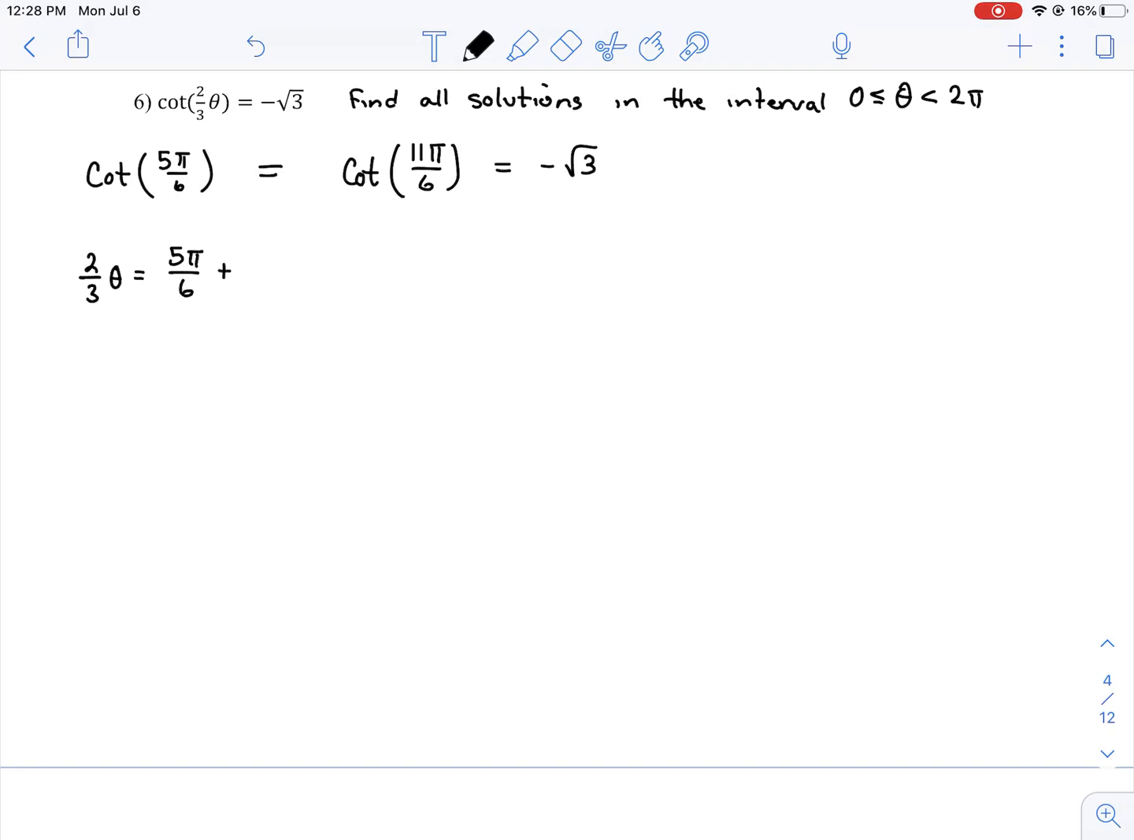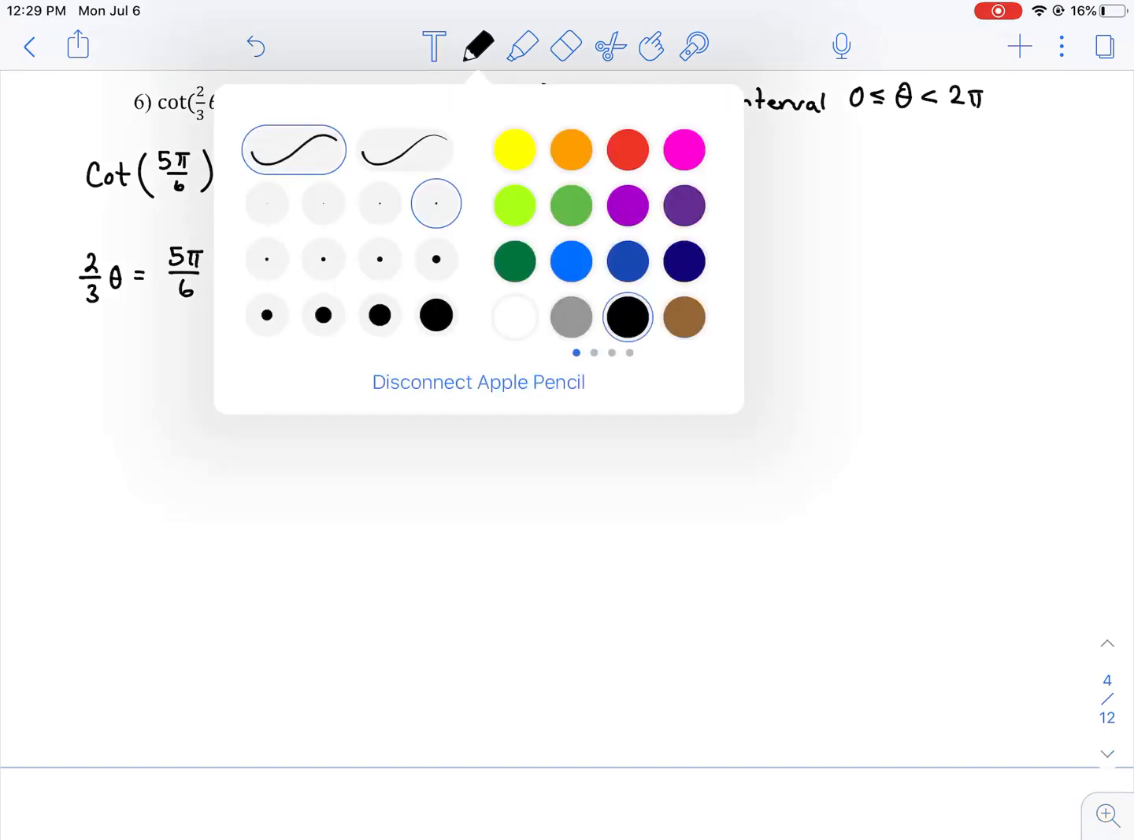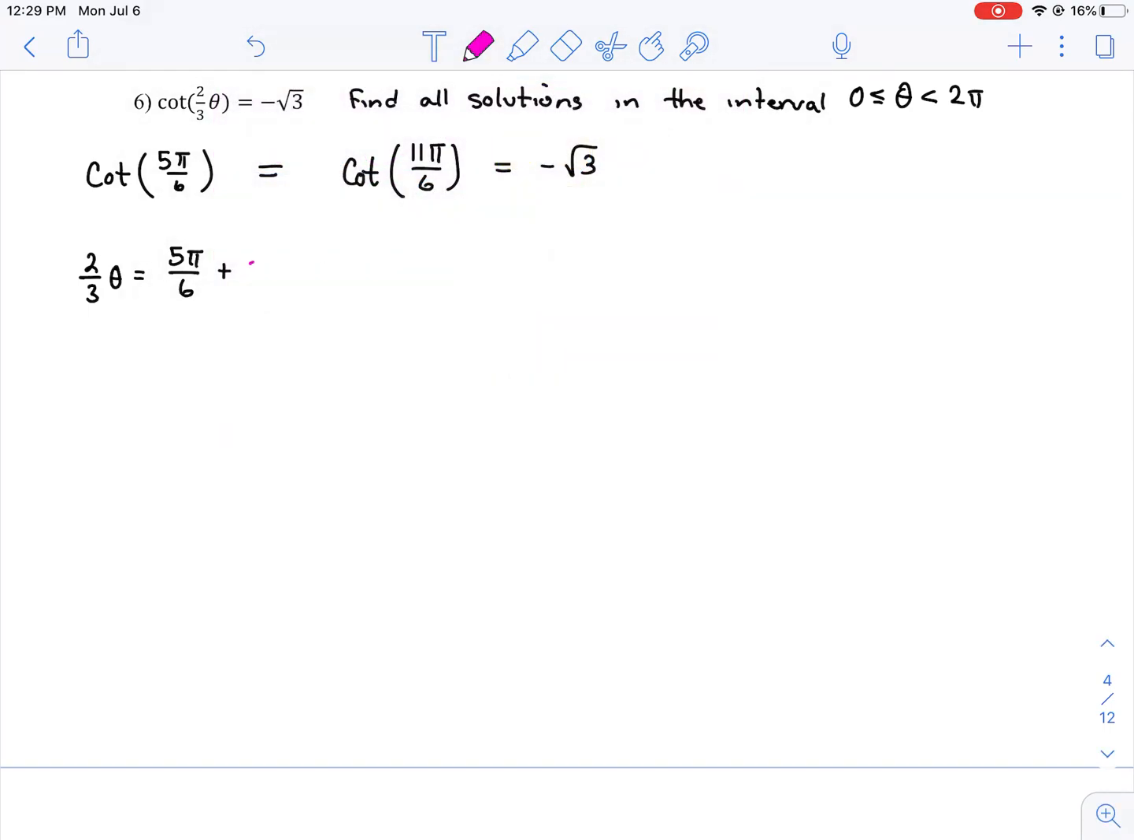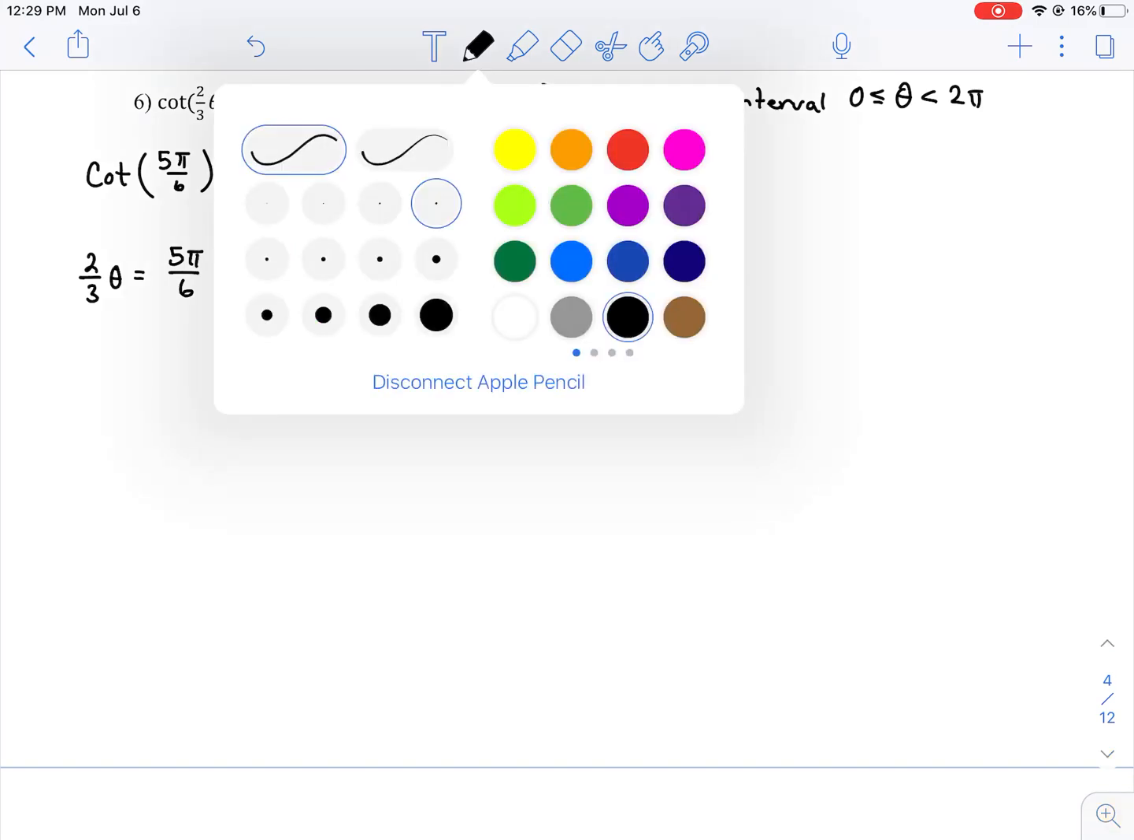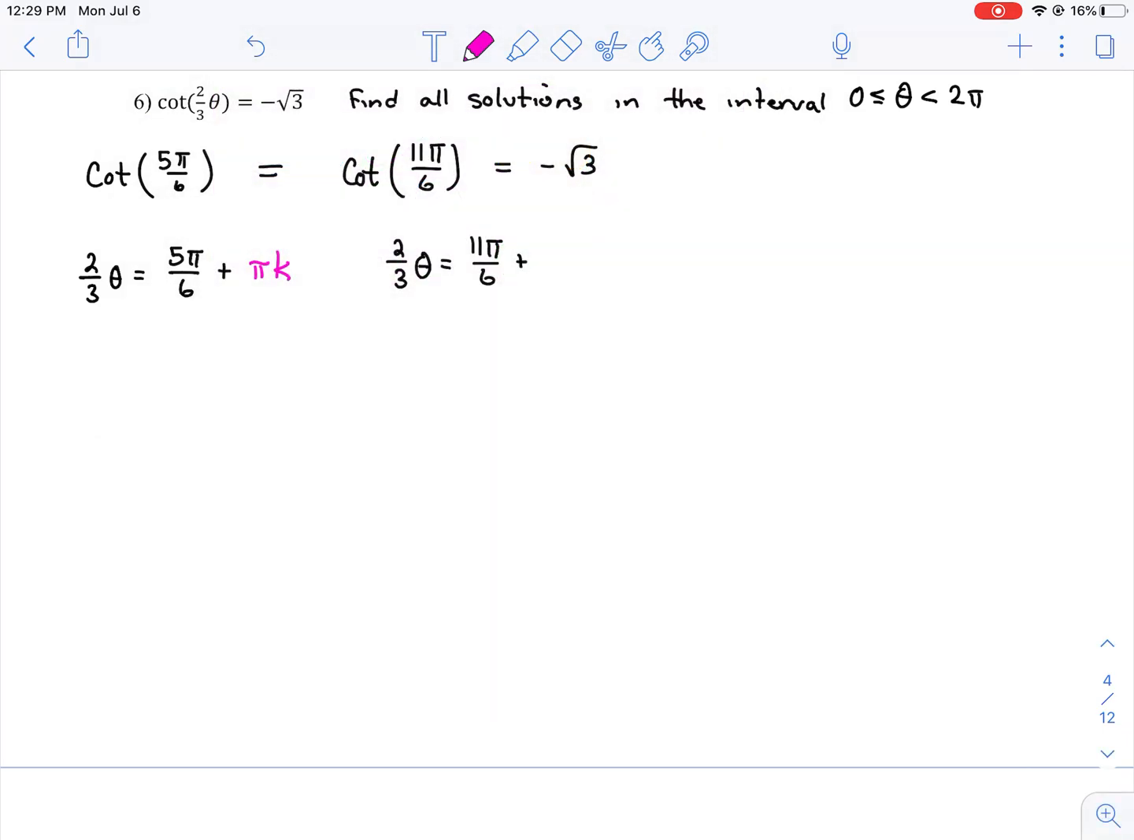plus, now the period of cotangent is not 2 pi, the period of cotangent is pi. So in this case we're going to add pi k, not 2 pi k, but pi k. Next, 2/3 theta is equal to 11 pi sixths plus, the period of cotangent again is pi, not 2 pi. So we're going to add pi k.